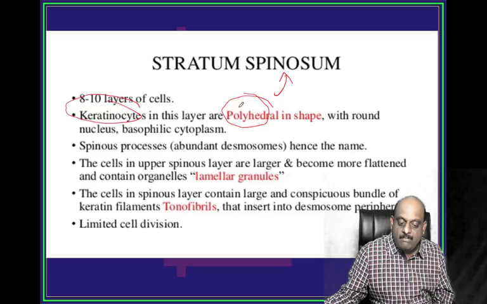Then tonofibrils. Typically the cells in the spinous layer contain large and conspicuous bundles of keratin filaments called tonofibrils. And they contain organelles called lamellar granules. And they have very limited cell division, because in basale all the cell division happens. They have very limited cell division.